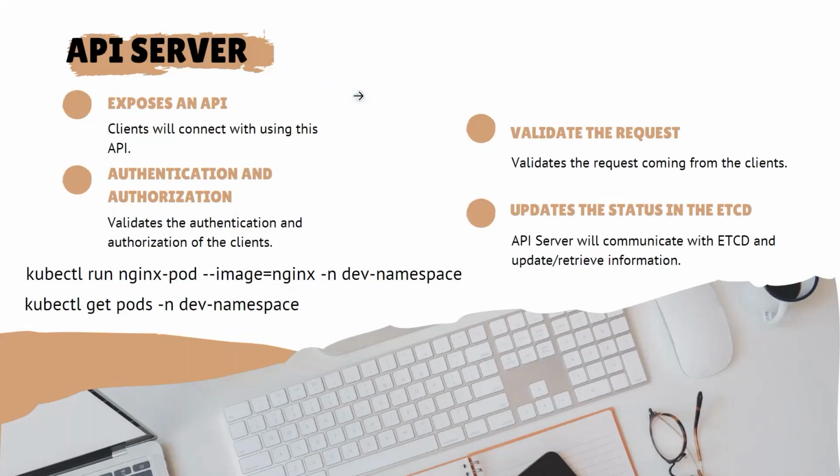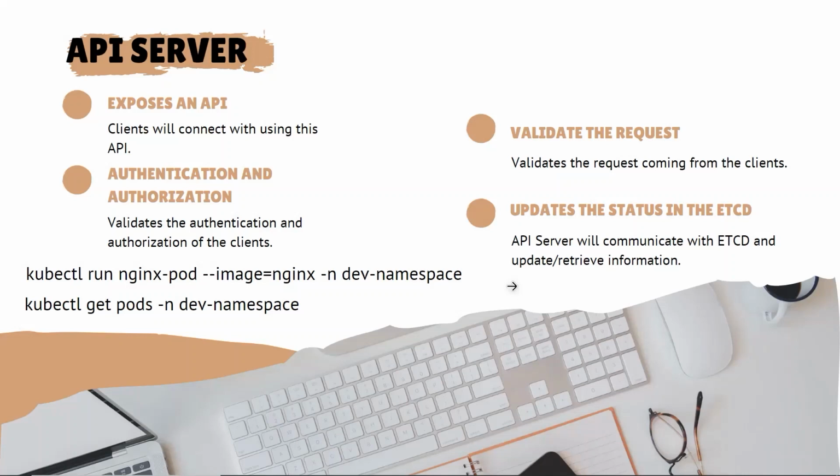And the other thing that API server is responsible for is updating the status in the etcd. So etcd is nothing but a key value pair database. So let's say I want to create a pod in dev namespace. So I'll be running this command. So once the pod is created, this API server will update the status in the etcd saying that this pod is created. And let's assume I want to delete a pod.